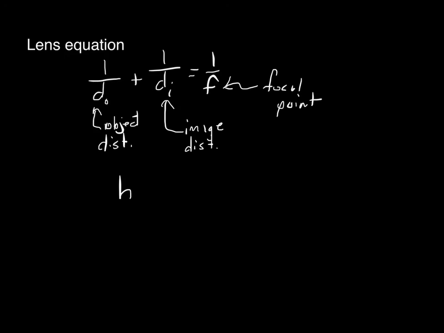We can also find image height or object height using magnification, which can relate to our image and object distance. Negative di over d naught equals magnification. Now, the signs here are kind of important, the negatives here. For example, if I have a negative magnification, that means that my image is inverted. Positive would mean upright. And if you think back to your lenses, inverted always means a real image, upright means a virtual image. So whether it's upright or inverted can tell you a lot about the lens and the image that's going to be formed from it.